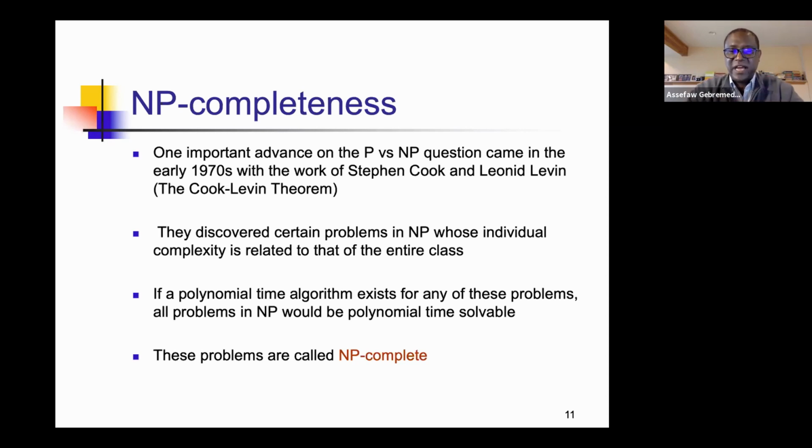So if a polynomial time algorithm exists for any one of these problems, then all problems in NP would be polynomial time solvable. These problems are called NP-complete.